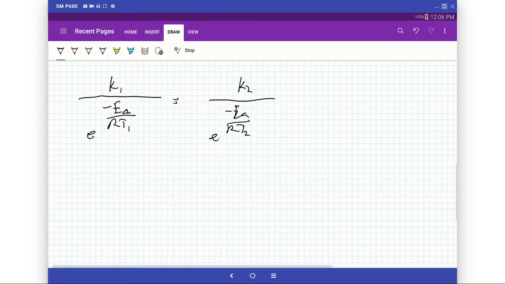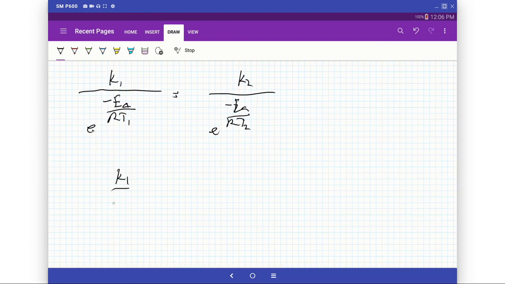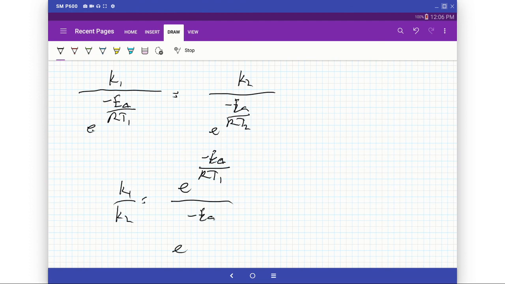Rearranging just a tiny bit to get K1 over K2. K1 over K2 is equal to e to the minus EA over RT1 divided by e to the minus EA over RT2.